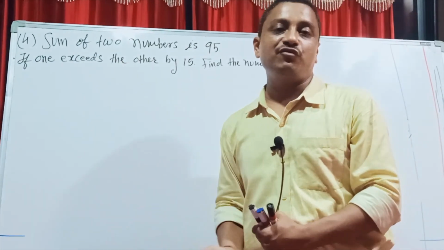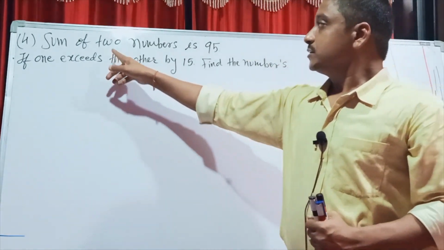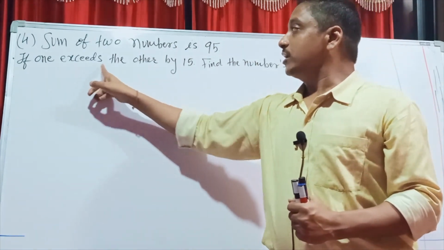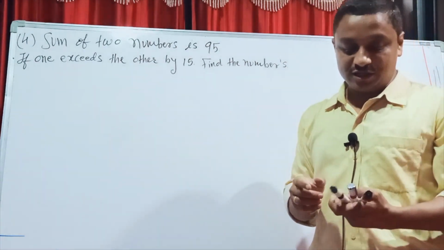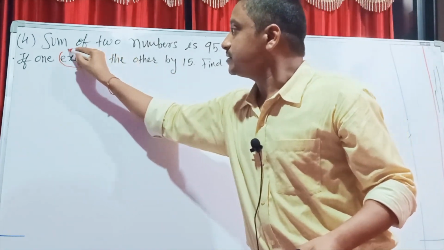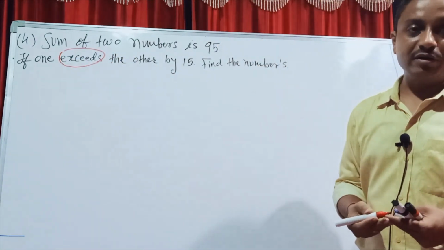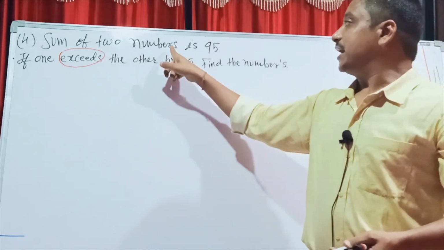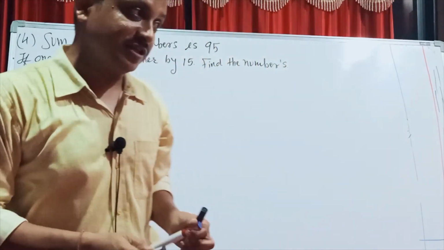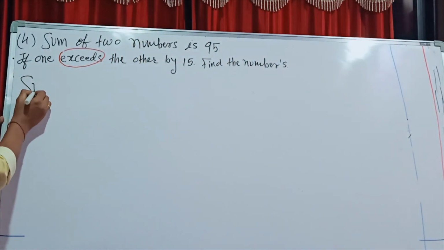Yes, similarly students, I go to question number 4. See the question. Sum of the two numbers is 95. One exceeds the other by 15. Students, here one word: exceed. Exceed means you just add to the other number. One of them is x by assumption and the next, exceeding the other by 15, means x plus 15.